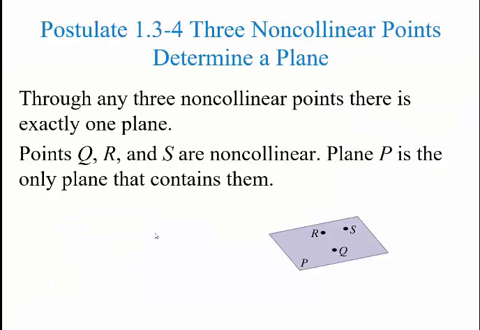All right, our final postulate. 3 non-collinear points determine a plane, just like I had defined. Through any 3 non-collinear points, there is exactly one plane. So there's only one plane that can go through all 3 points. So if points Q, R, and S are non-collinear, then plane P is the only plane that can contain them.